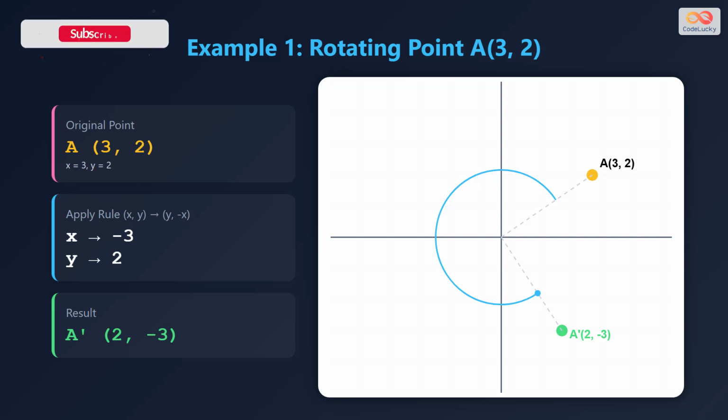Let's try an example with point A at (3, 2). Following our rule, we swap 3 and 2. Then, we change the sign of the second number. So (3, 2) transforms into (2, -3).